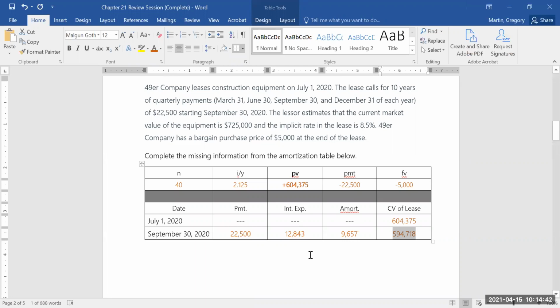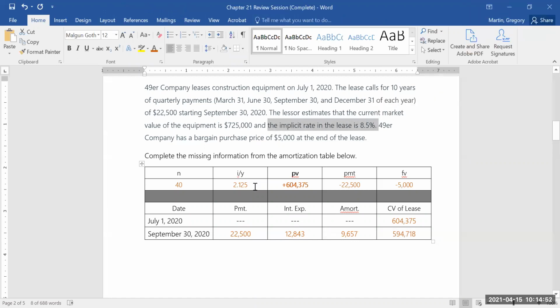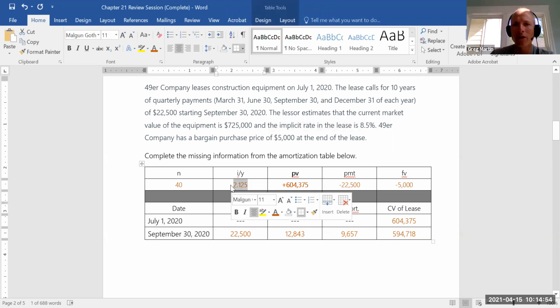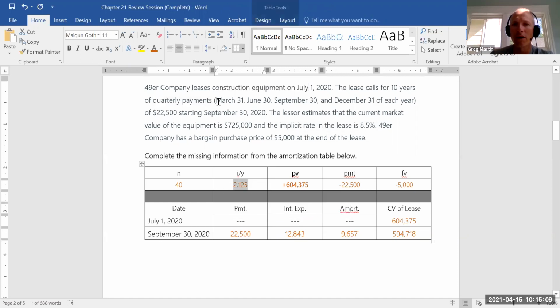Okay. Can you explain the I/Y, like how to calculate that again? Sure. We're told that the implicit rate is 8.5%. And the I/Y needs to match up to the periodicity of the payments. In this case, they are quarterly payments, so there are 4 payments per year. And so we take that annual rate, 8.5%, and we divide it by 4. And that's where we get the quarterly implicit rate of 2.125%. Thank you.